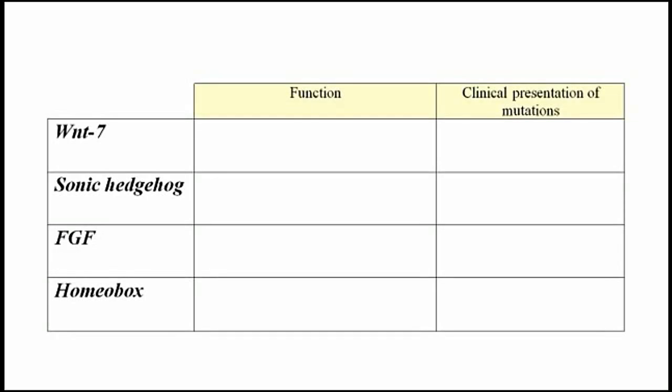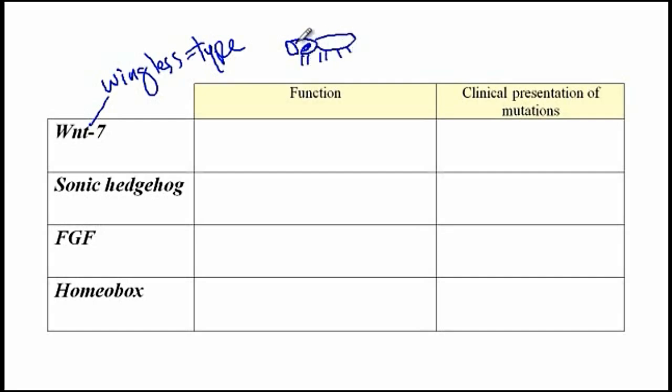In this video, I'm going to talk about different developmental genes and the clinical presentations that result from their mutations. The first gene I would like to talk about is the WNT7 gene, which stands for wingless type. This gene was originally discovered in Drosophila melanogaster. Drosophila geneticists found out that flies that lack this gene do not develop wings.